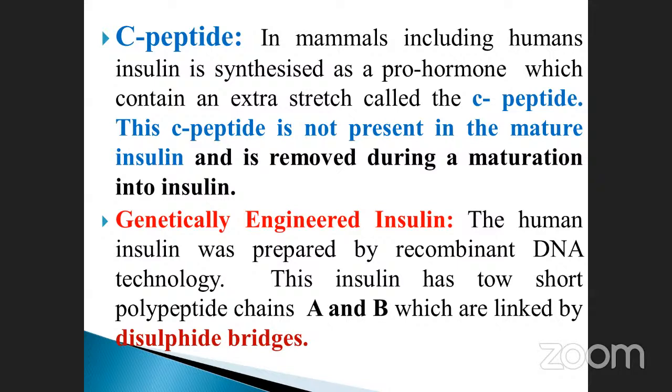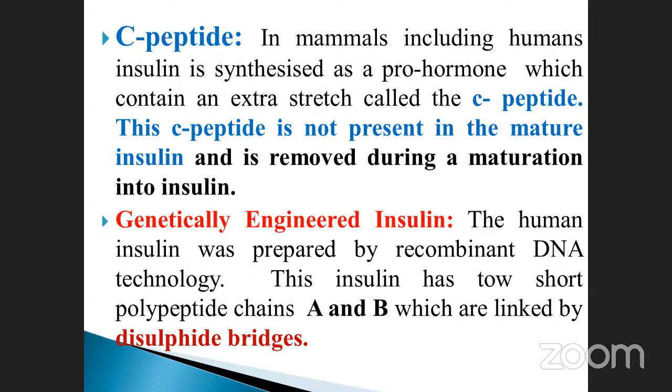This is also a very, very important one. What is the meaning of C peptide? Extra stretch. Insulin that contains the extra stretch is called C peptide. If the C peptide is present, that hormone is called a prohormone. When it undergoes the maturation process, the C peptide is removed. So that process is called prohormone to mature hormone. You can imagine it like that. Next one is genetically engineered insulins.